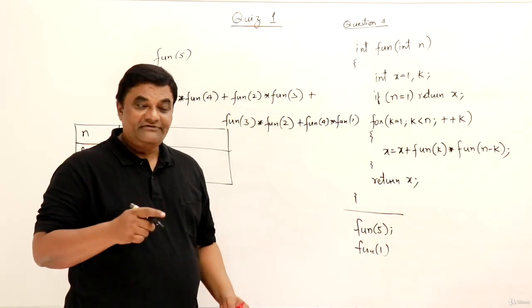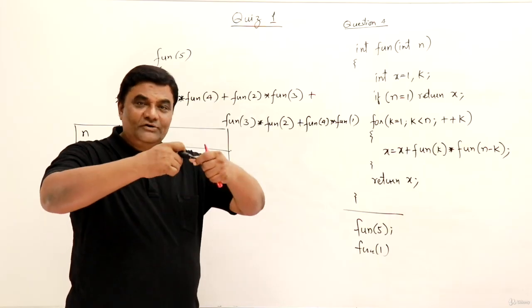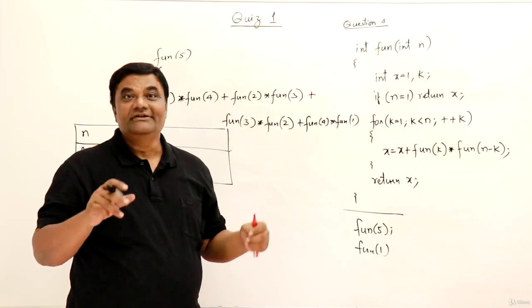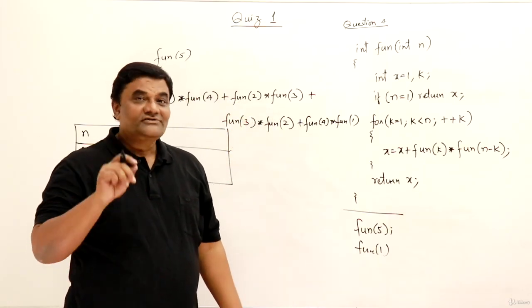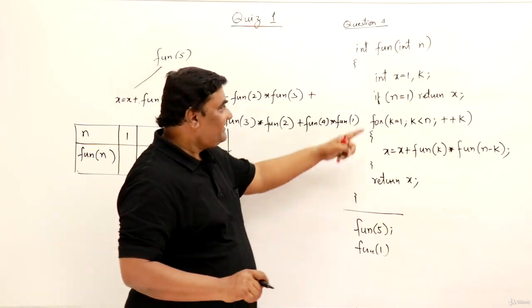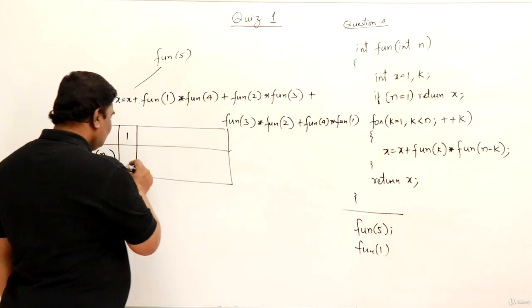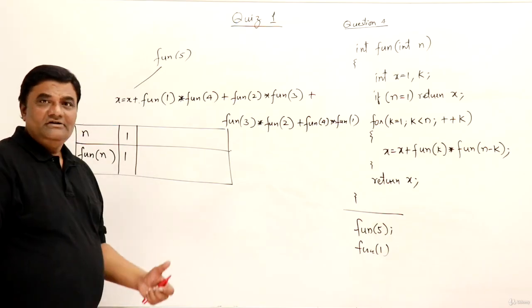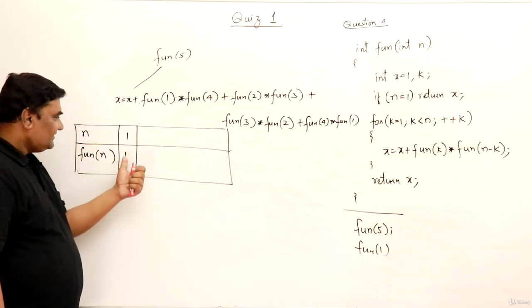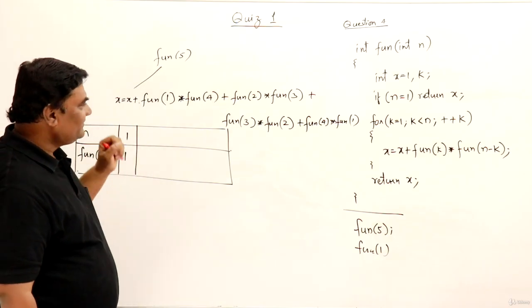Let us get that value. First we will find the smaller value, then slowly we'll increase and get the value for 5. Yes, that is the idea. So when n is 1, what is the result? Return x. What is x? 1. So the answer is 1. Now we know fun of 1 is 1, right?